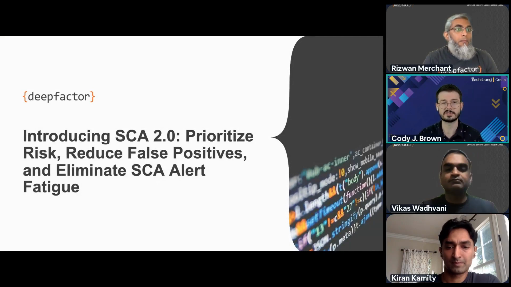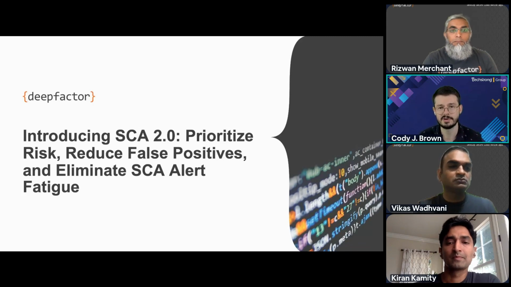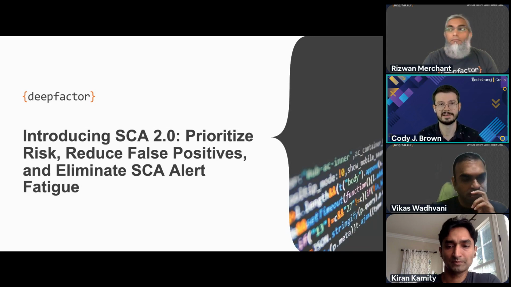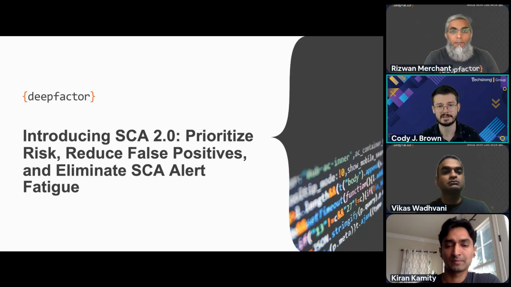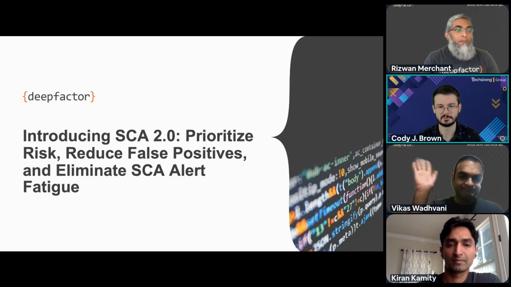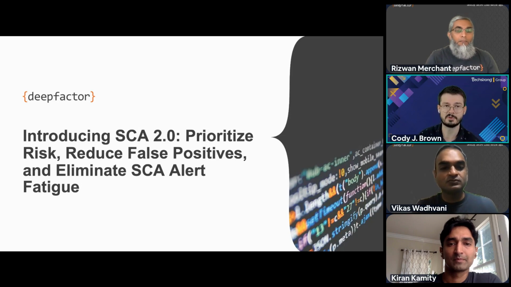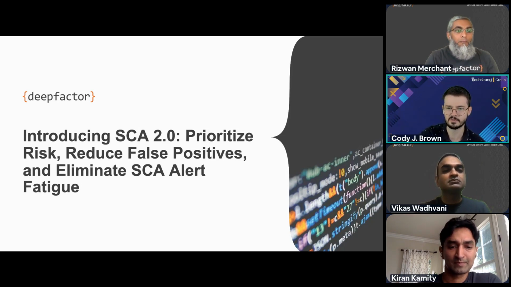So our live workshop today is on SCA 2.0, using runtime analysis to find high-risk SCA vulnerabilities. And we've got a lot of people on the line today, but the people whose faces you're going to see on the screen today are Rizwan Merchant, VP of Engineering at DeepFactor, Kiran Committee, founder and CEO of DeepFactor, and Vikas Wadhwani, Director of Product Engineering at DeepFactor. So Rizwan, Kiran, and Vikas, thank you so much for joining us today on Techstrong Learning. Kiran, do you want to get us diving into what we'll be covering today?